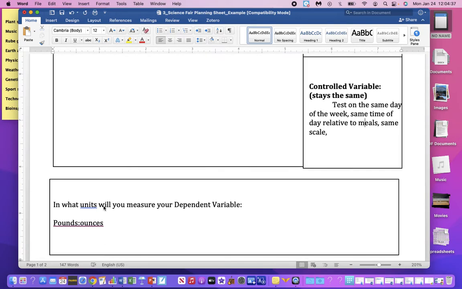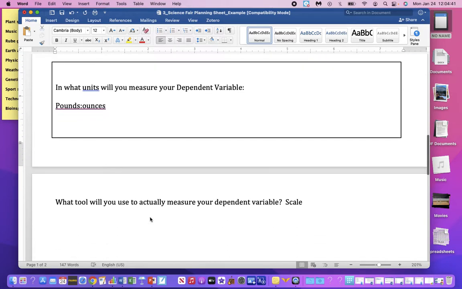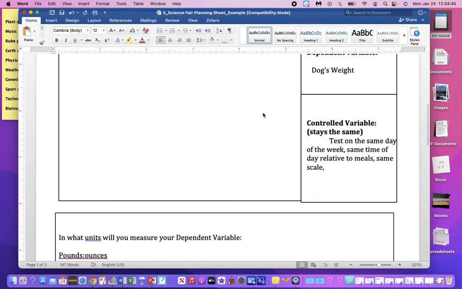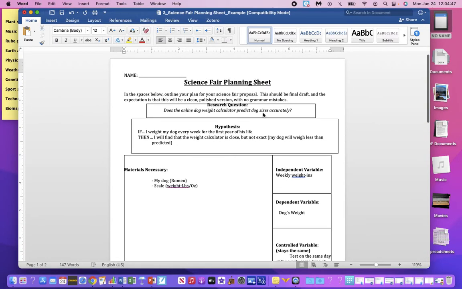In what unit or units will you measure your dependent variable? I'm using pounds and ounces. And what tool will I use? A scale, okay? So that's it. This may take a lot of thought that goes into it, and many of you will probably need some help from me to at least make sure you're on the right foot, starting this off in the right way. But if you have questions, feel free to email or ask in person. Okay, good luck.